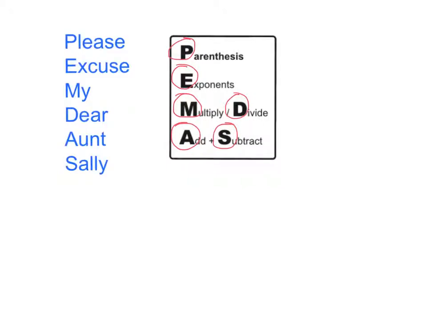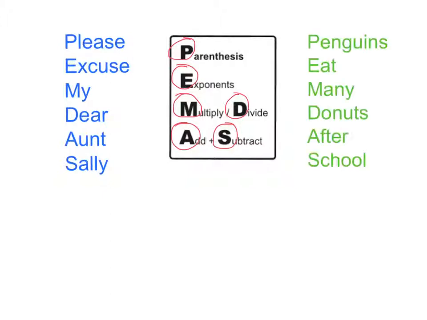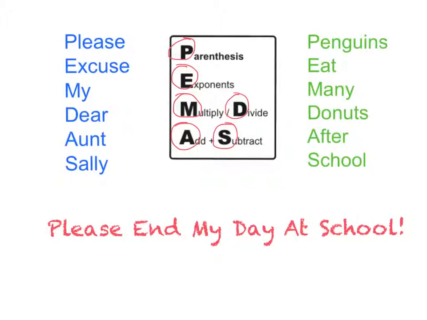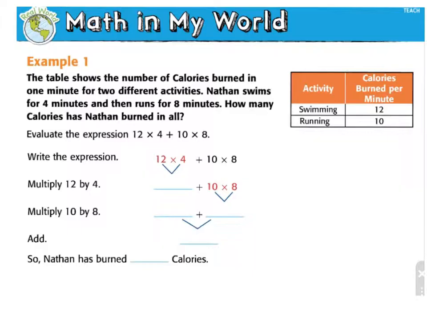Many people remember this order of operations with a mnemonic device, such as, "Please excuse my dear Aunt Sally," or "Penguins eat many donuts after school." Or perhaps you can relate to this, "Please end my day at school." However you remember the order of operations doesn't really matter, just that you remember which order to do each operation.